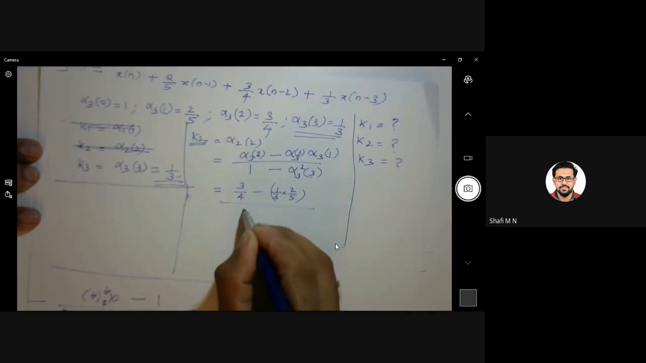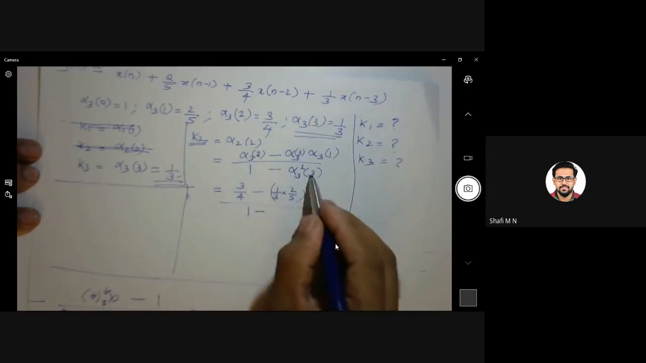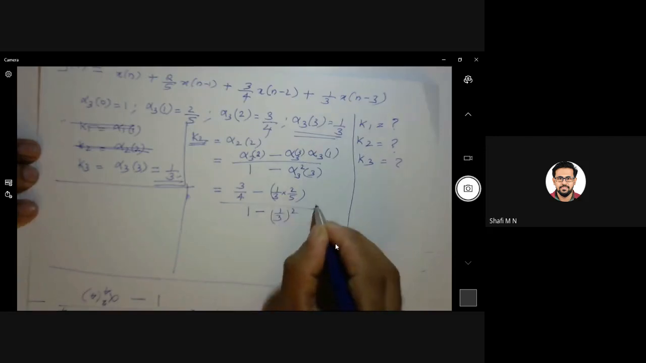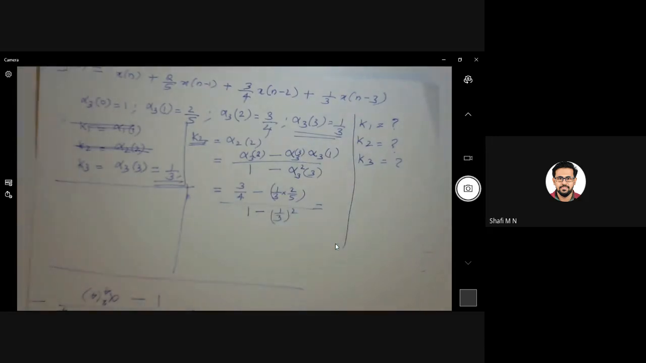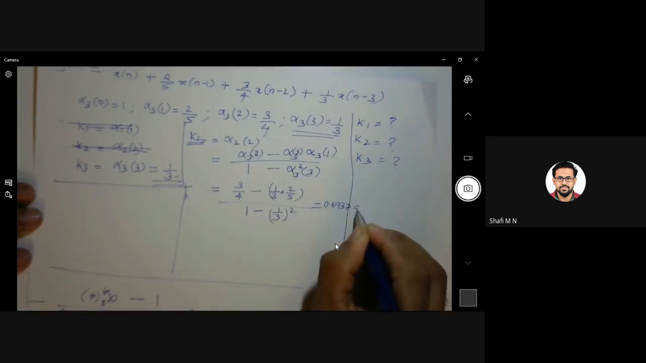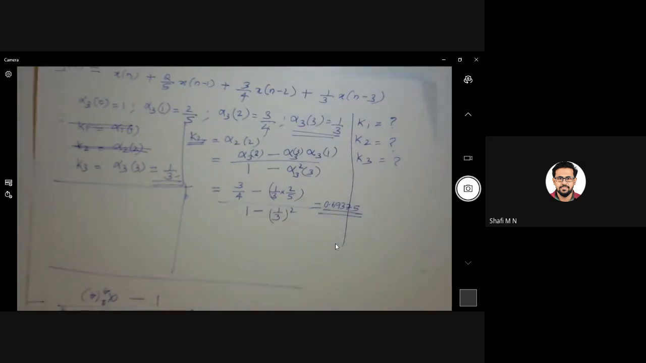Divided by 1 minus alpha 3 of 3. Alpha 3 of 3 is 1 by 3, 1 by 3 square. Solve this. You will get the value of K2. Its value is 0.69375. 111 by 160. അങ്ങനെയാണ് വരുന്നത്. ടെക്സ്റ്റിൽ കൊടുത്തിരിക്കുന്ന വാല്യൂ ആണ്. ജസ്റ്റ് ഒന്ന് ക്രോസ് ചെക്ക് ചെയ്ത് നോക്കുകയാണ്.